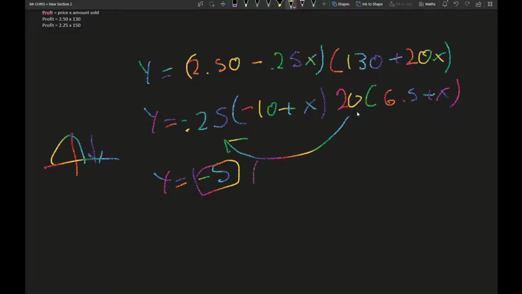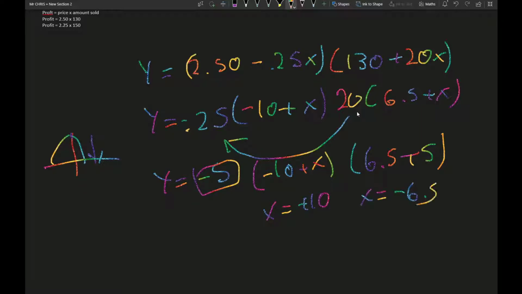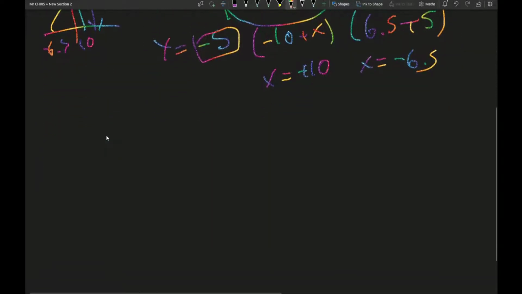So now we have two x's right here, so negative 10 plus x, and then 6.5 plus x. So we can use this very special formula called flipping the sign and saying it's x. So x value here is actually positive 10, and now x over here is actually negative 6.5. So we have two values of x, and that's actually the ends of our parabola right here. So if we do that, we can find the axis of symmetry that will help us find y.